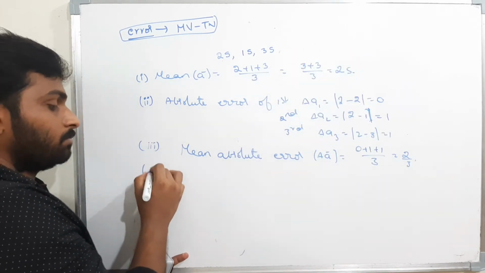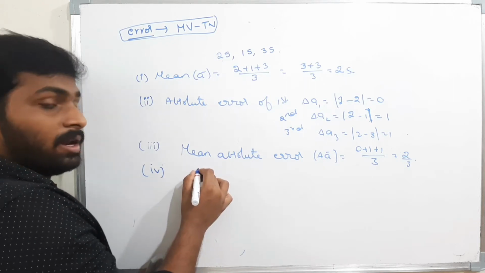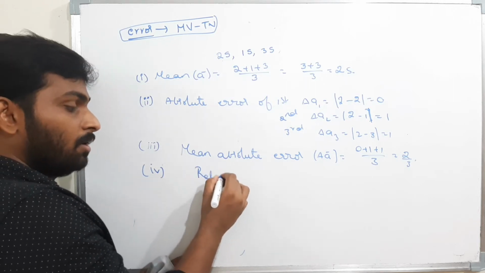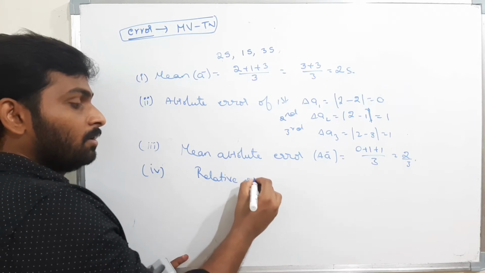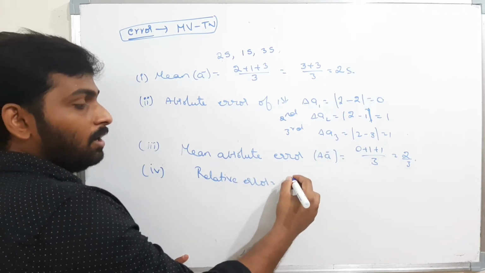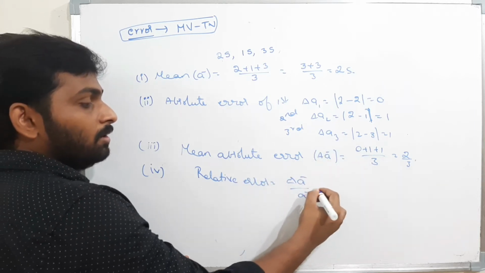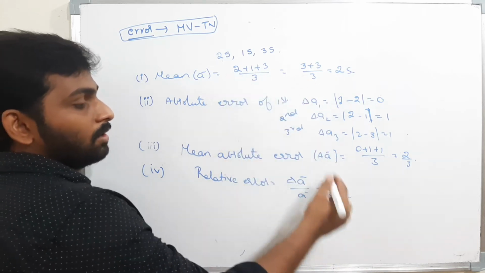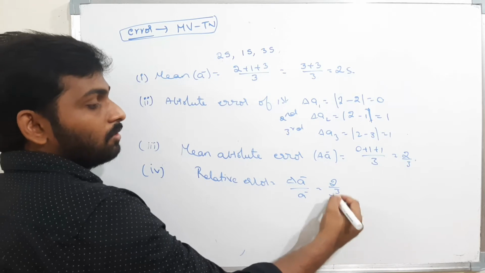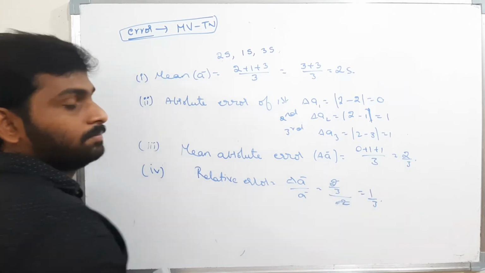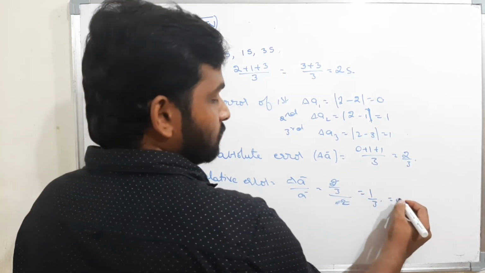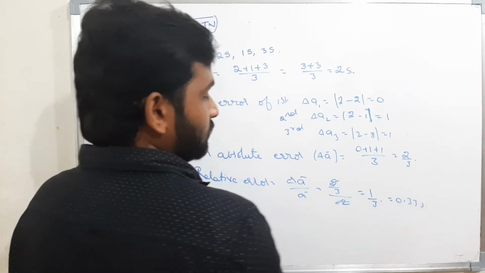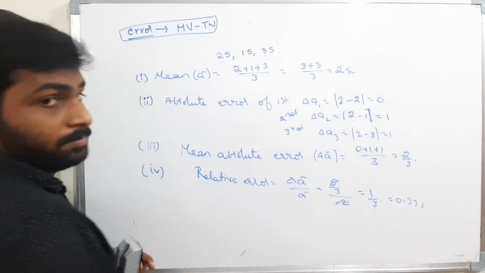Now, fractional error or relative error. What is the relative error? The relative error is nothing but delta A bar by A bar. That is nothing but 2 by 3 by what is A bar? 2. Right? 2 cancels off. What is the answer? 1 by 3. That is nothing but 0.33. 0.33 is the relative error.